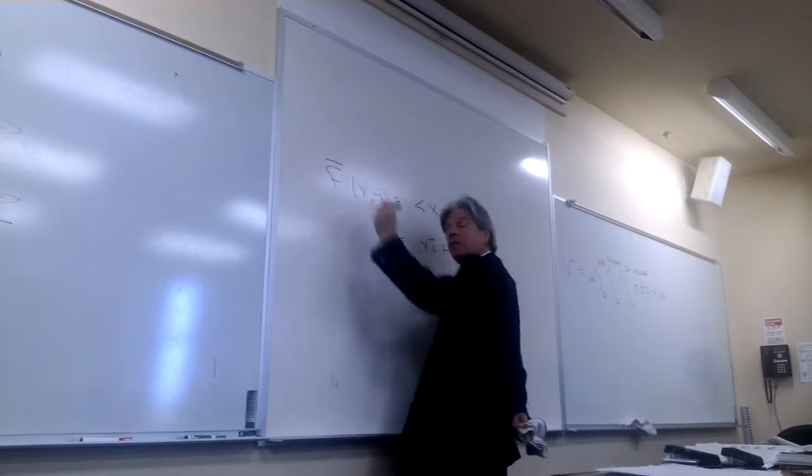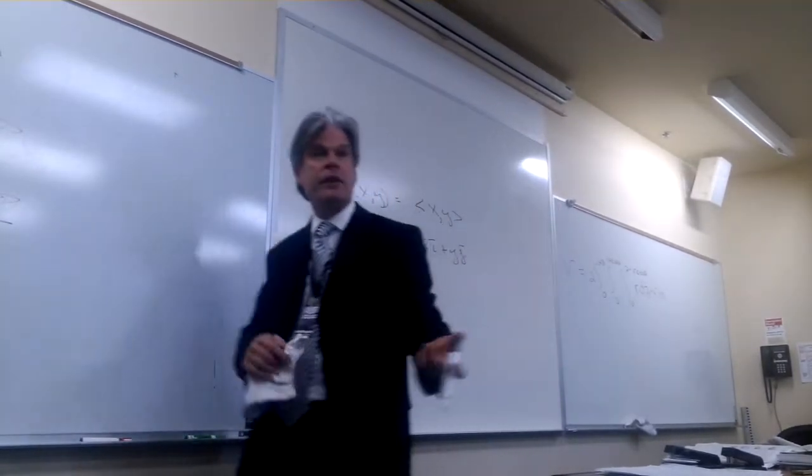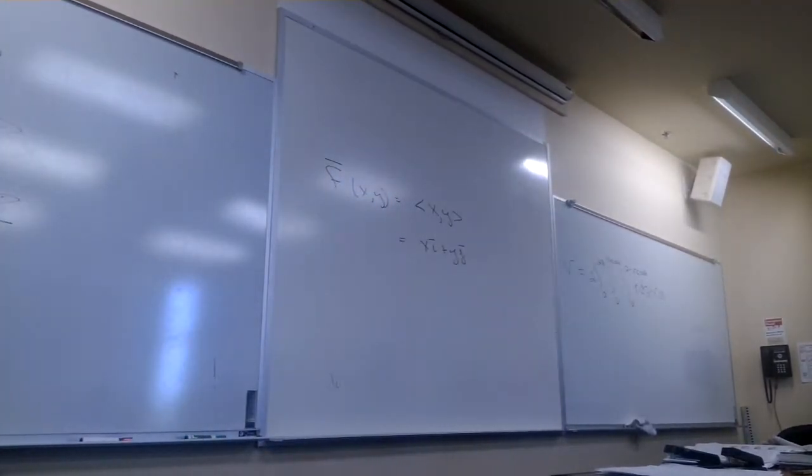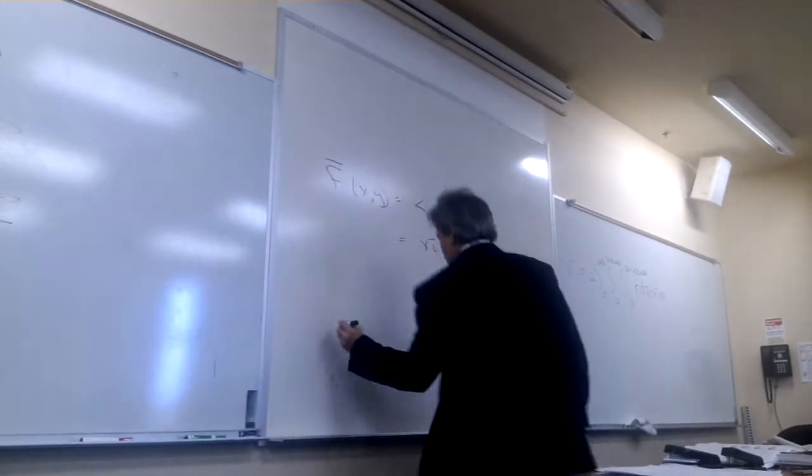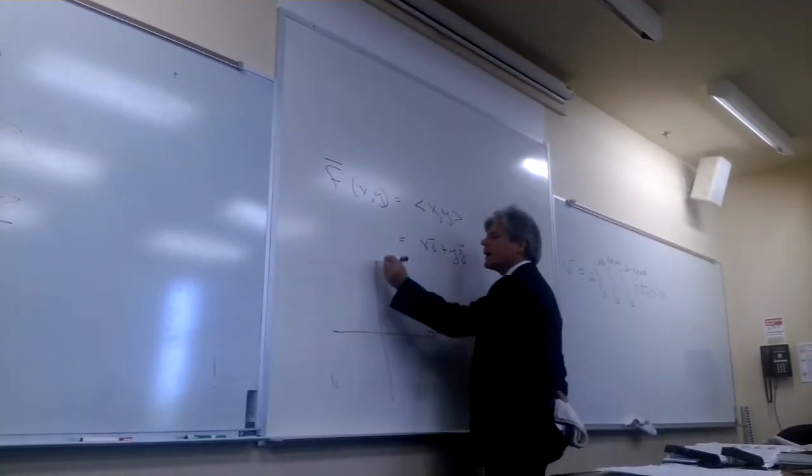Now, the author of your text does not. He can get away with using boldface letters because they're easy for him to print. I just can't do that, so I'll use my bars instead of boldface. Let's talk about what this vector field looks like. Here's the x-axis. Here's the y-axis.